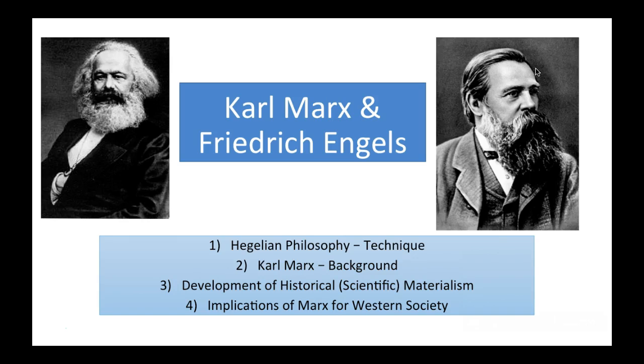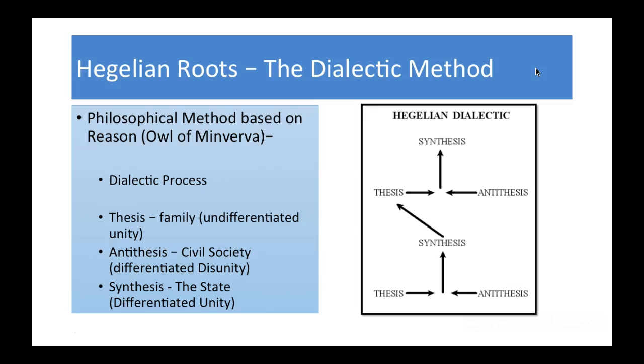So in this lecture we're going to take a look at Hegelian philosophy, and moreover we're going to be looking at a technique developed by Hegel. Then we'll look at Karl Marx, and I should have put Marx and Engels. Everybody seems to forget about Engels, and some background and context. We'll look at the development of historical materialism, or scientific materialism as some like to call it. And then we'll take a look at the implications of Marx for Western society, which I just kind of mentioned and hinted at. So I'm going to break this lecture up into two so that it doesn't get to be too long. So here goes.